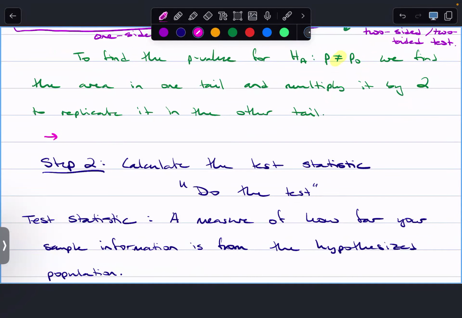And so here, check the conditions for the central limit theorem to apply. Otherwise, we don't have a normal distribution. We can't calculate a Z, blah, blah, blah. But we're going to assume that all checks out. And so we're going to skip it today.